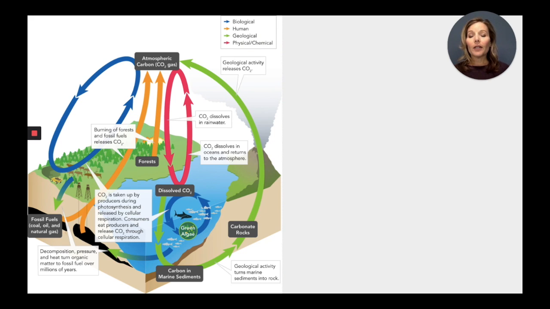So let's zero in, for example, on the blue arrows. It says that carbon dioxide is taken up by producers during photosynthesis and released by cellular respiration. And those consumers eat producers and release carbon dioxide through cellular respiration. So those are happening both on the land or terrestrial environments and also aquatic environments. So you can pause for a second and take a look at those fluxes if you need more time.